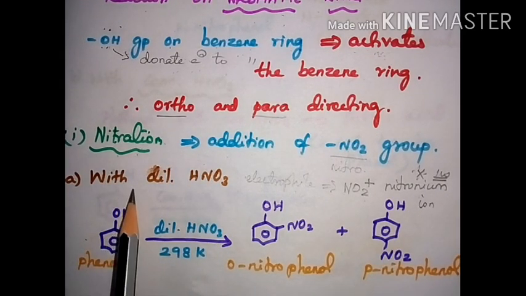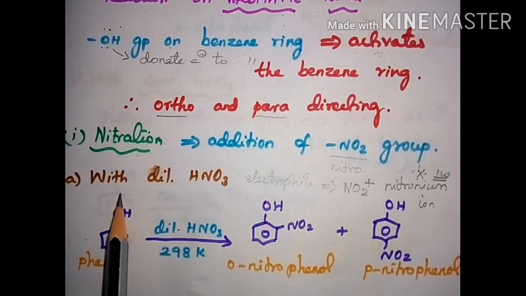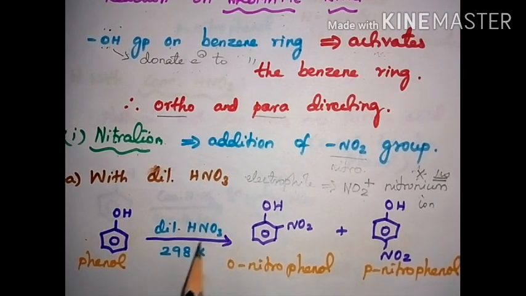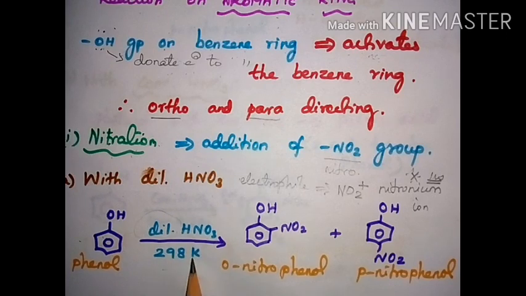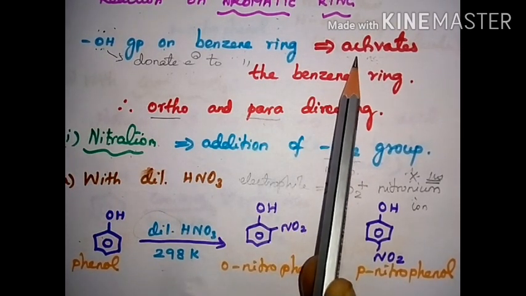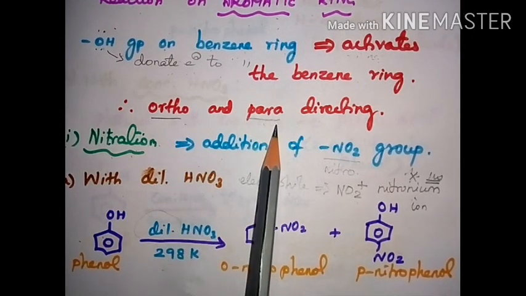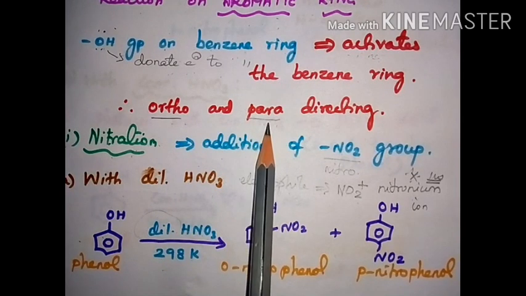There are two types of reaction we are going to see here. First, with dilute nitric acid. Dilute means its action is very mild. So dilute nitric acid, and the temperature should be maintained at 298 Kelvin. So phenol, 298 Kelvin with dilute nitric acid. It already activates the benzene ring, no? So it is ortho and para directing.